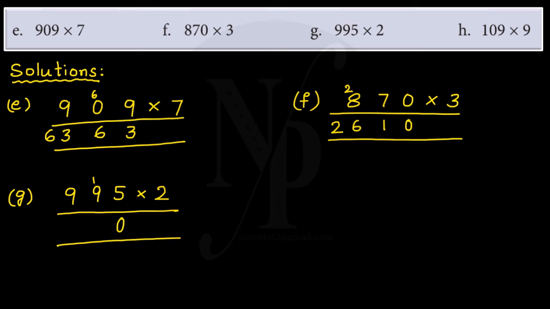Now we multiply the 9 at the tens place by 2. So 2 nines are 18. 18 plus 1 is 19. So 19 tens. 19 tens are regrouped as 100 and 9 tens. So 100 is carried forward to the hundreds place and 9 tens are written in the tens place.